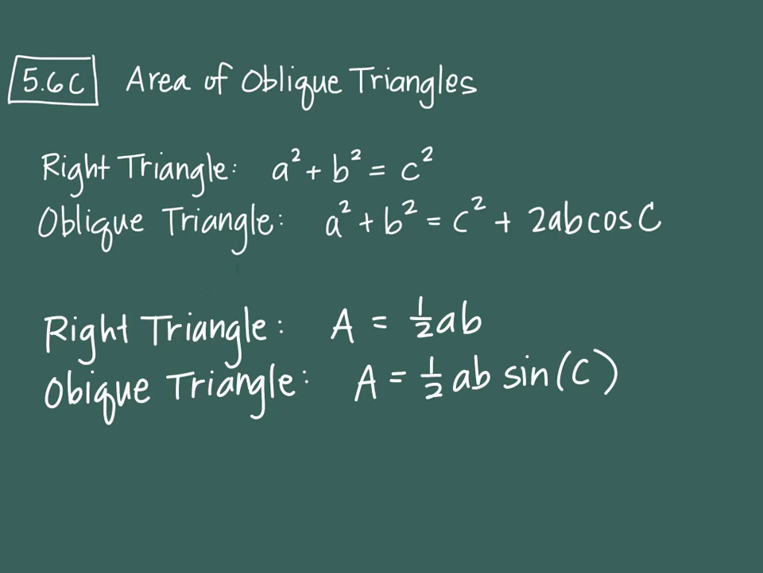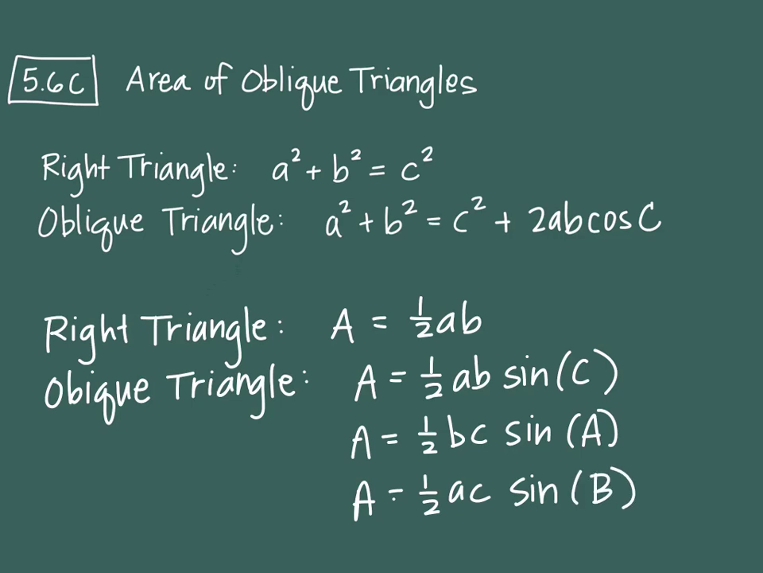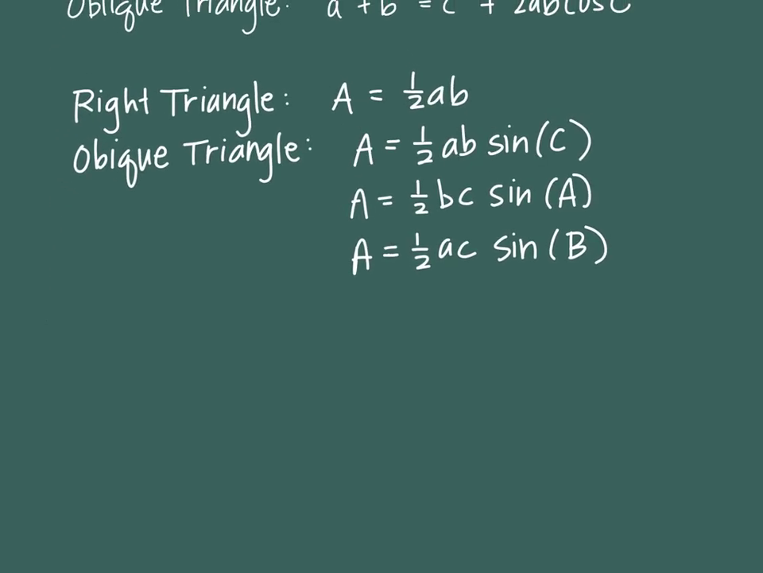Now you could vary that a little bit. It doesn't have to be little a, little b. It could be little b, little c. But if it was, what do you think the sine angle would be? Capital A. Exactly. And if you had little a, little c, then the sine angle would be B. So you can vary it depending on which side you have, but those are the formulas that work for an oblique triangle. So let's just practice that. It's not terribly hard.